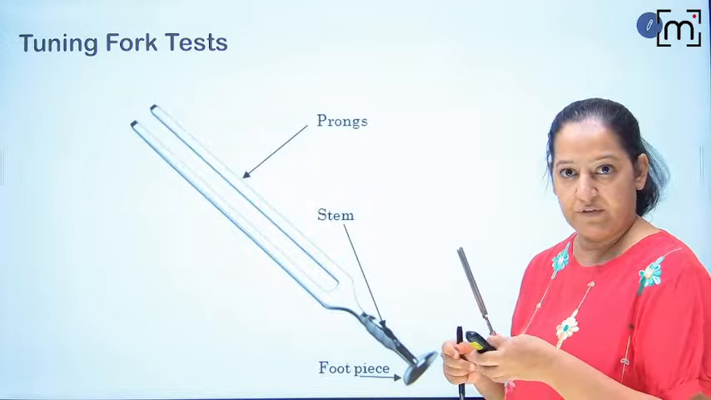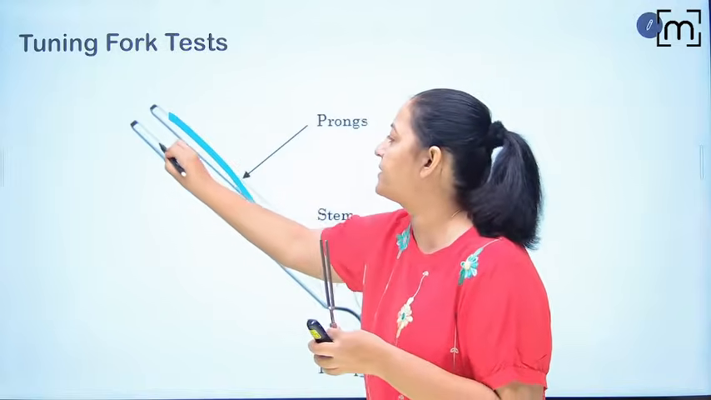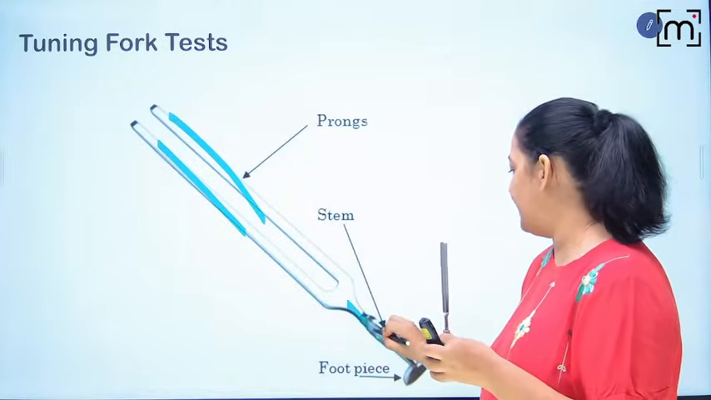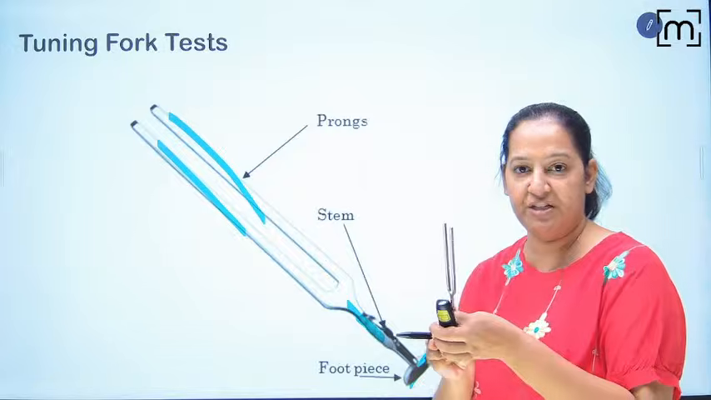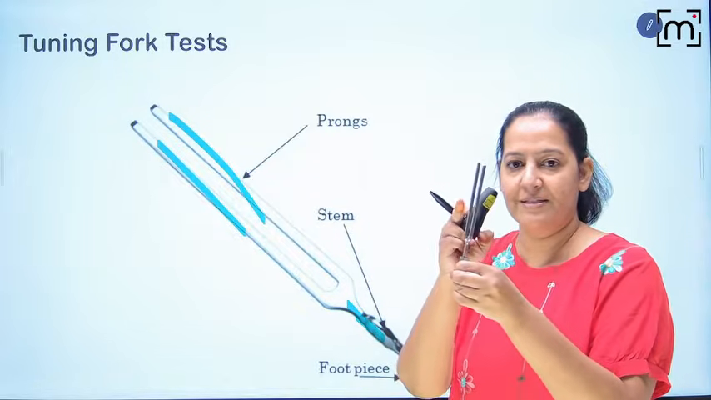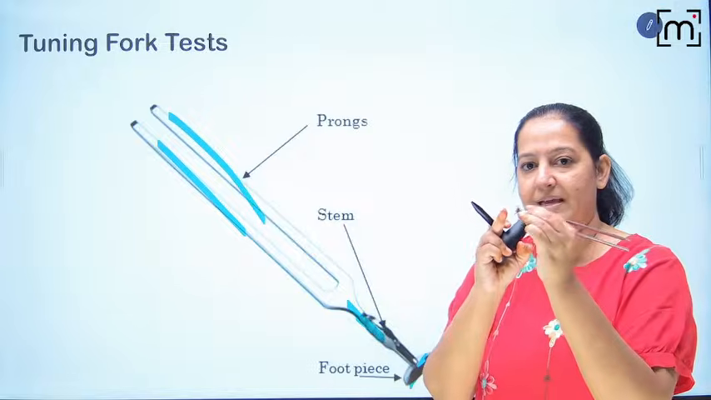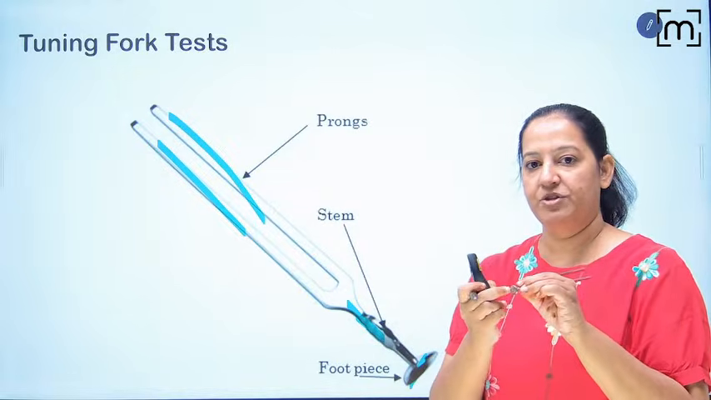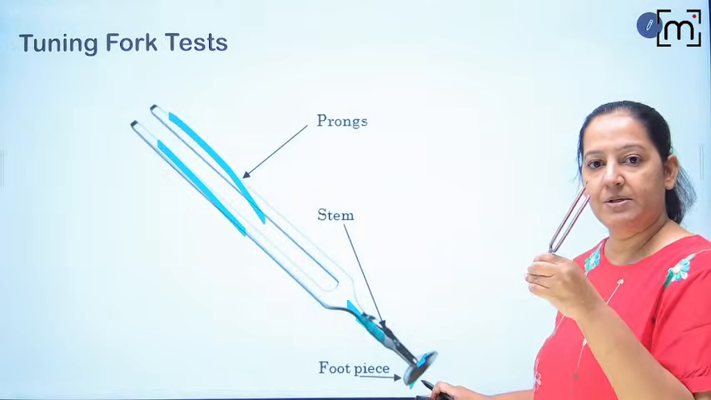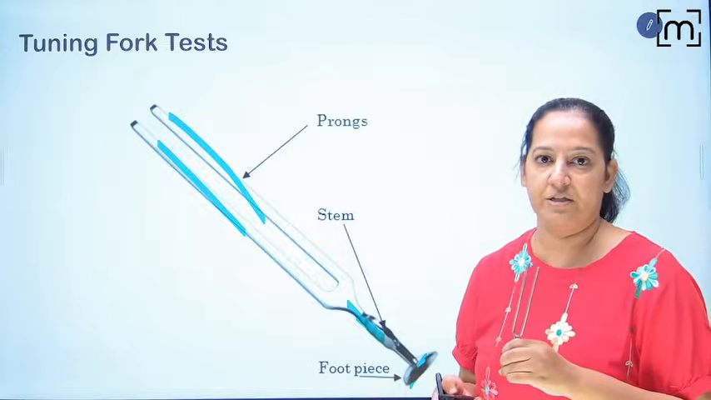So see the structure of the tuning fork. These are known as prongs. This is known as the stem. And this is known as the foot piece. Bear it in mind. Can you see the prongs? These are the prongs of the tuning fork. This is the stem and this is the foot piece. Can you appreciate this circle? It's the foot piece. So this is a tuning fork.